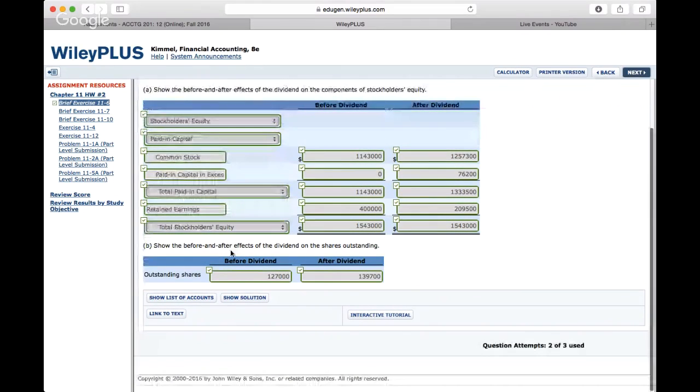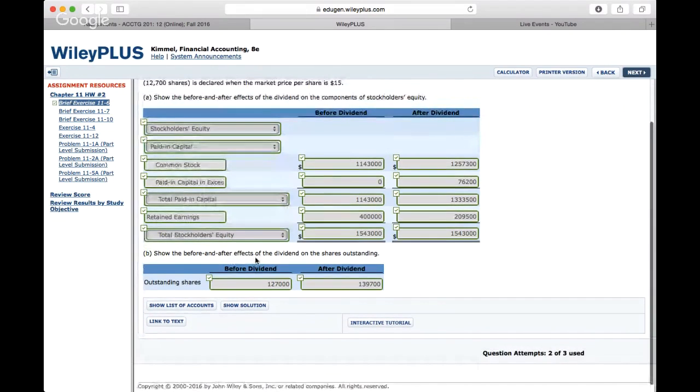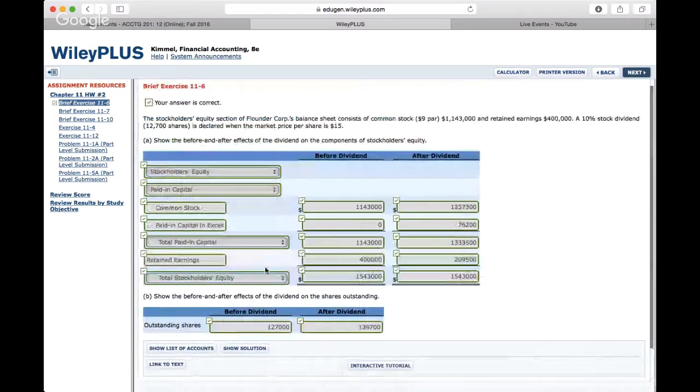And then down here for the outstanding shares, I just took the common stock number, 1,143,000. You divide that by $9 par. That gives you 127,000. And then on after dividends, you just take the common stock for after dividends, divide it by $9 par, and then you get 139,700.